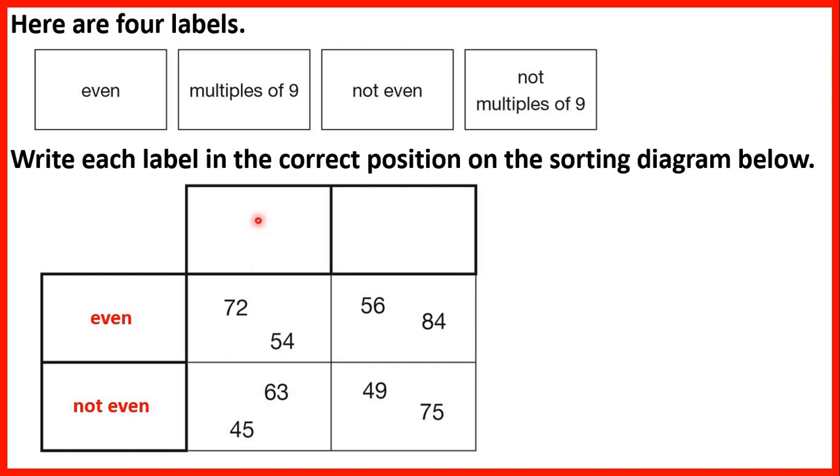Now to find this box here, we need to look at the two boxes below. We have 72, 54, 63 and 45. So all numbers that are in the 9 times table. So that's multiples of 9. And then this box here is not multiples of 9 because 56, 84, 49 and 75 are not in the 9 times table.